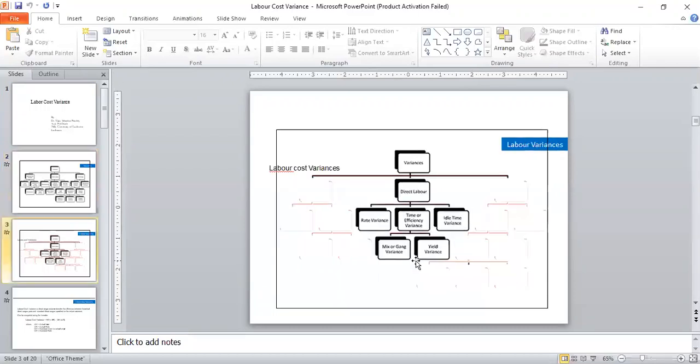As today we are discussing only the direct labor cost variance, in which we have three components: rate variance, efficiency variance, and idle time variance. Under the efficiency variance, we have two further components: mix or gang variance and the yield variance.